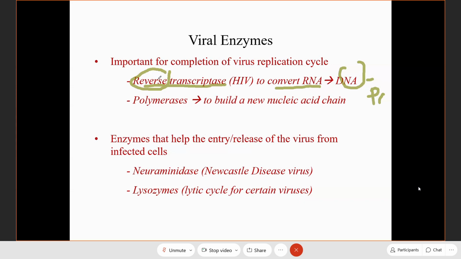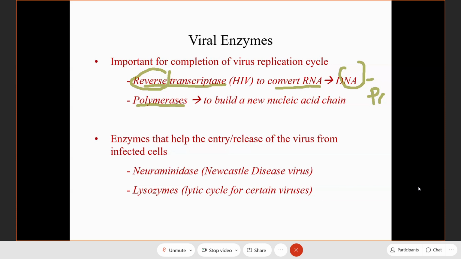So they carry this enzyme to convert RNA to DNA, so for them to produce a protein, and also for them to replicate. They produce DNA. Then after that, they reverse back to RNA, so it becomes virus. So these are the important enzymes for you to know.